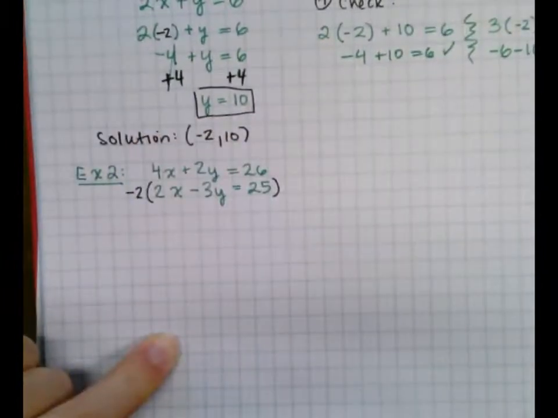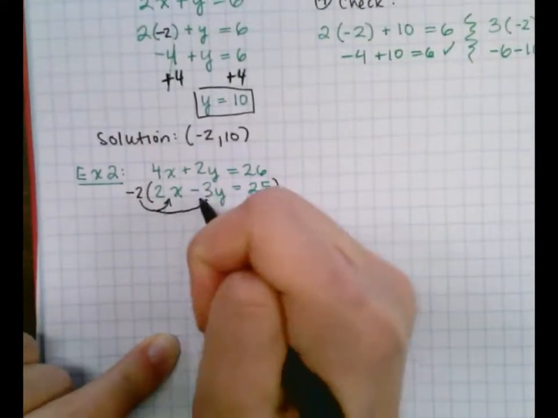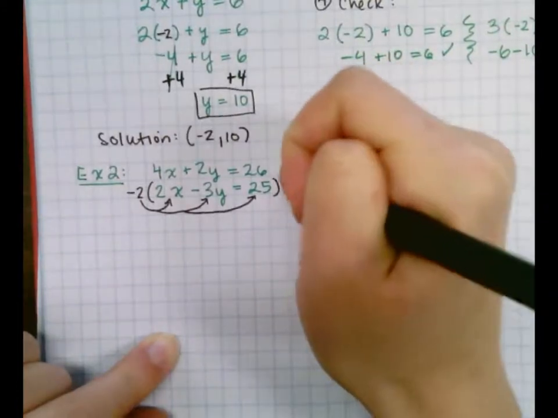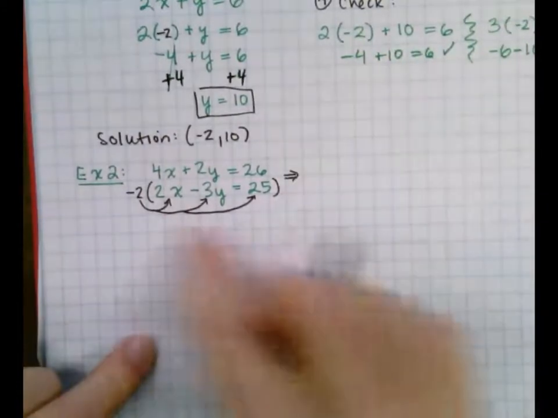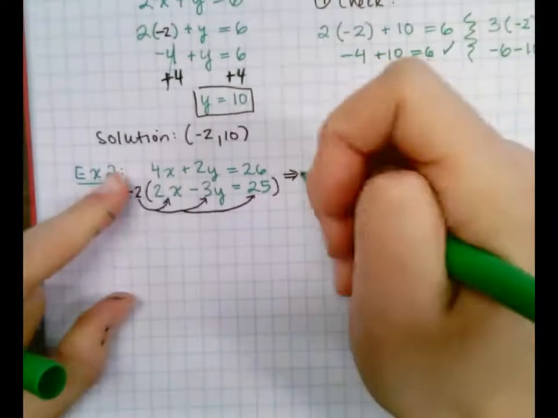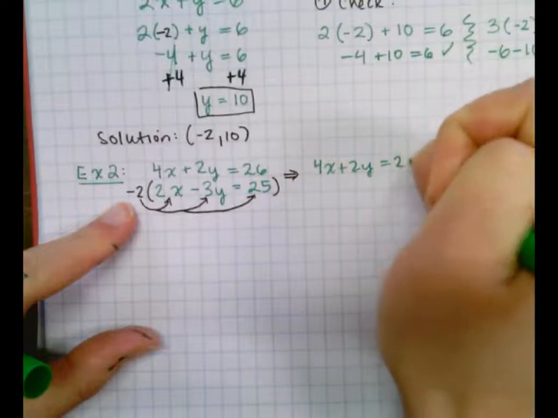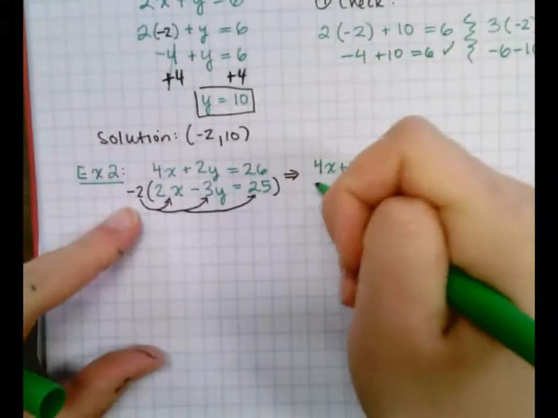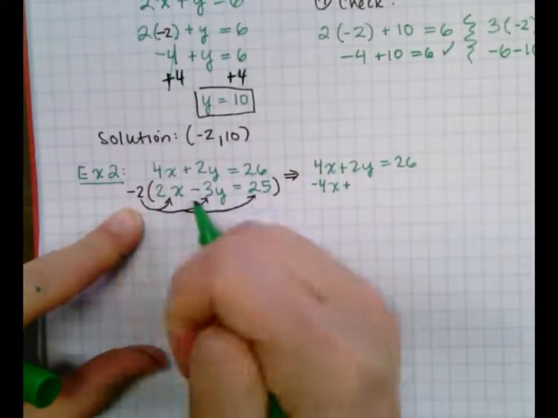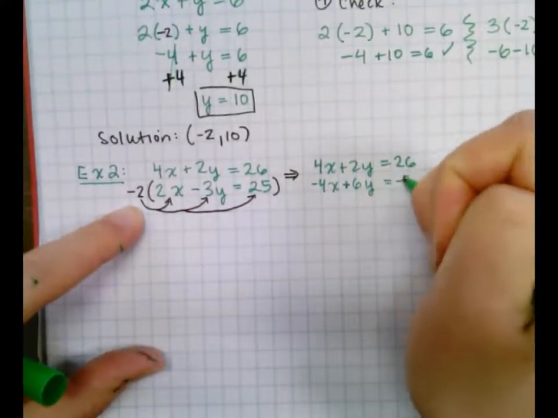Now, it's important that when you multiply by negative 2, you don't just multiply the term that you need by negative 2, but you multiply every single term in your equation by negative 2. That way you know that you're preserving the equality, or you're going to get the same solution. So what this becomes is I'm going to have still my 4x plus 2y is equal to 26 on top, but now I have negative 4x plus, be careful with your signs here, negative times negative, plus 6y is equal to negative 50.